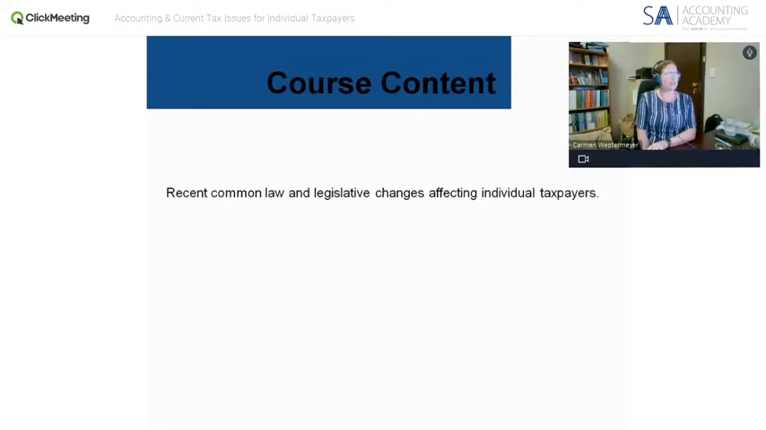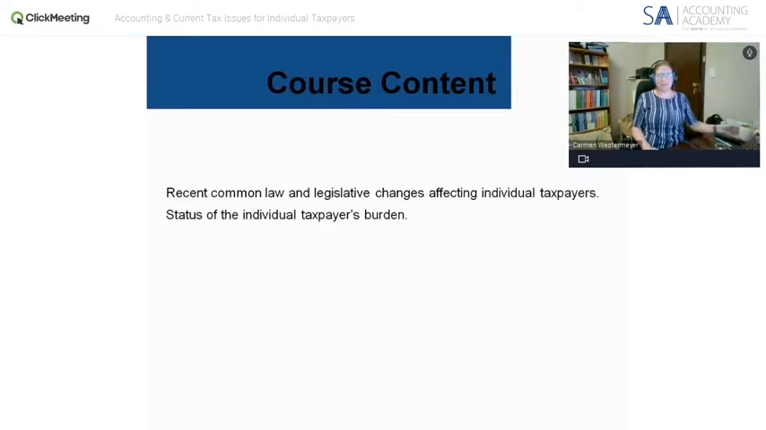Well, firstly, we're going to start with common law and legislative changes affecting individuals. So this is looking at the tax amendments that came through the 2021 Amendment Bill, as well as some of the changes in the budget speech. It's looking at what's going to happen to us and our individual taxes. How do we fit into the grander scheme of things?